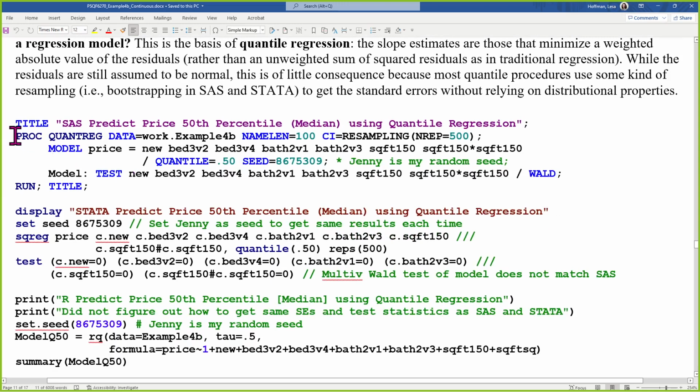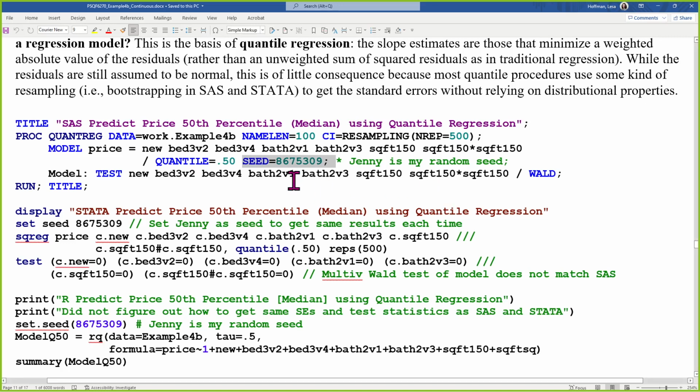So the options in SAS, proc quantreg, as usual, you tell it what data. Here is how I'm asking it to get standard errors and confidence intervals. I'm asking it to do bootstrap resampling with 500 replications. And because of that, I am adding a seed so that I can get the same results over and over again. In practice, you wouldn't necessarily always have the same seed, but I do this in my handout so that all of the numbers can agree to the greatest extent possible.